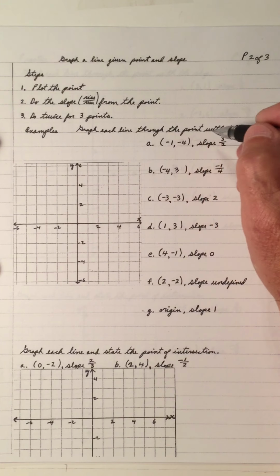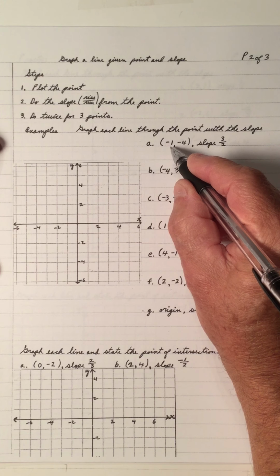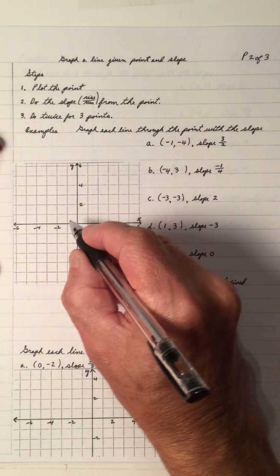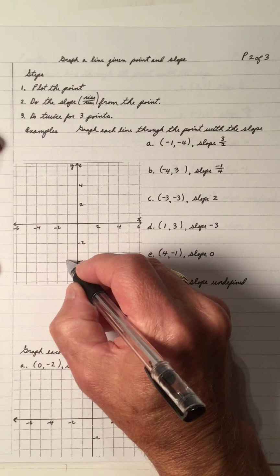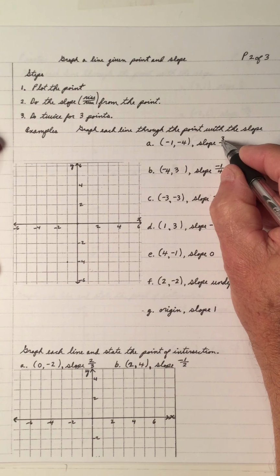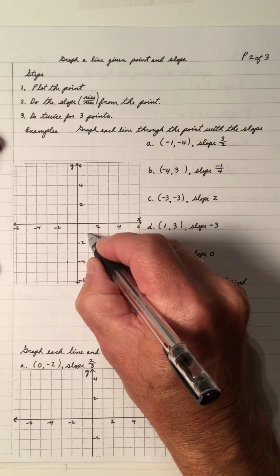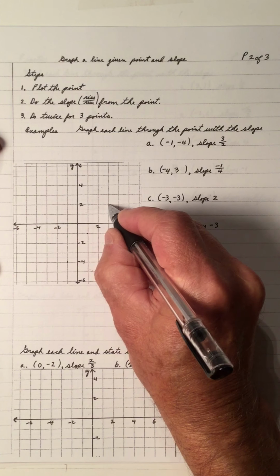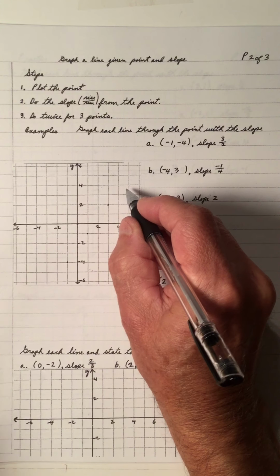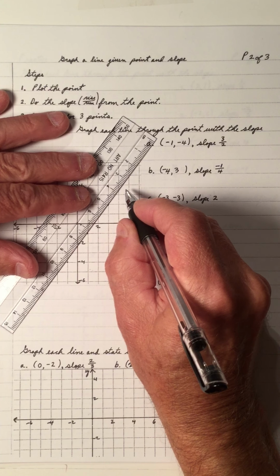Graph each line through the point with the slope. So we're going to graph the line that passes through -1, -4. X is -1, Y is -4. It has a slope of 3 over 2, so it's up 3, right 2. Up 3, right 2. We draw the line going through the 3 points.